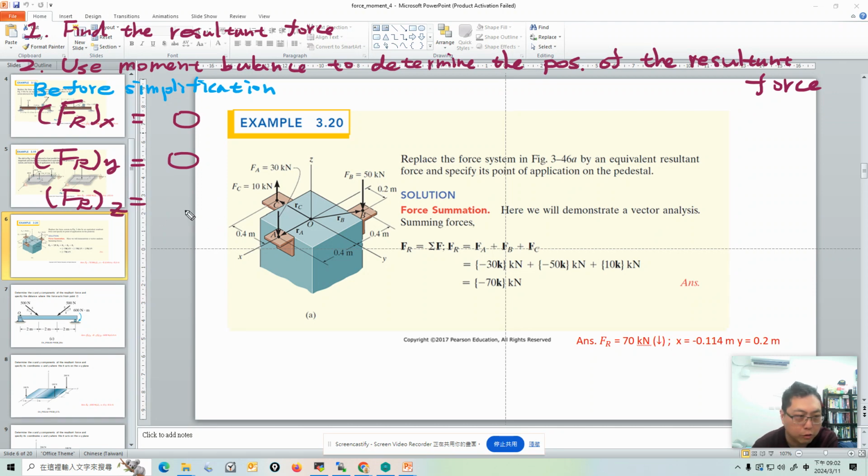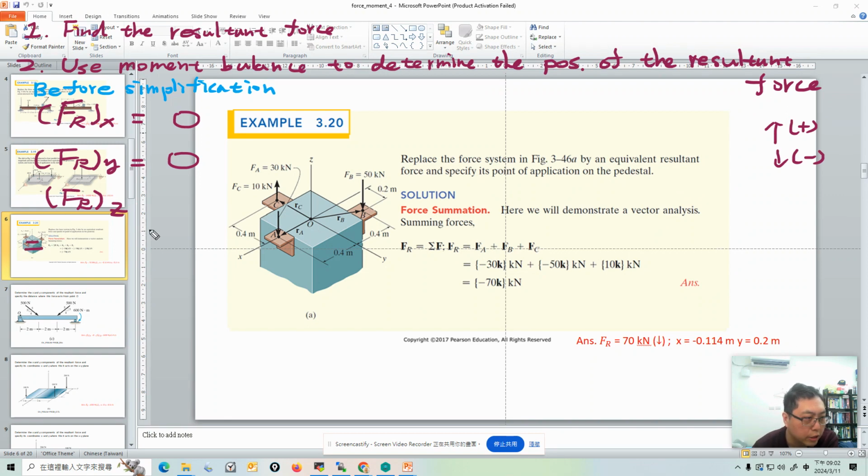Let's calculate the resultant force, starting with force A. Here we use the convention that pointing up is positive, up in the positive Z direction, and pointing down is negative Z direction. So force A points down in the negative Z direction, so we say it's -30. Force B also points down. I don't have space here, let me check. Okay, force Z.